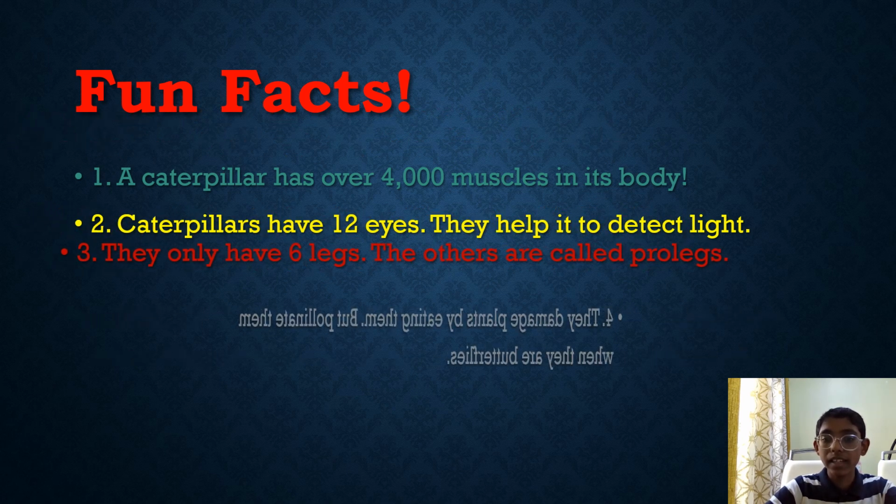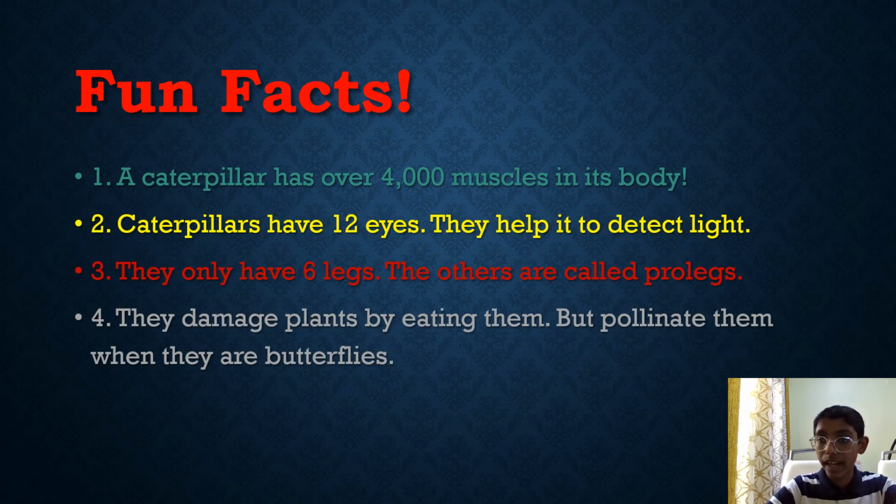The third fact is that they only have 6 true legs. That's right. It seems like they have many legs, but they really only have 6 legs. And the others are called prolegs, which help them to climb and move around.